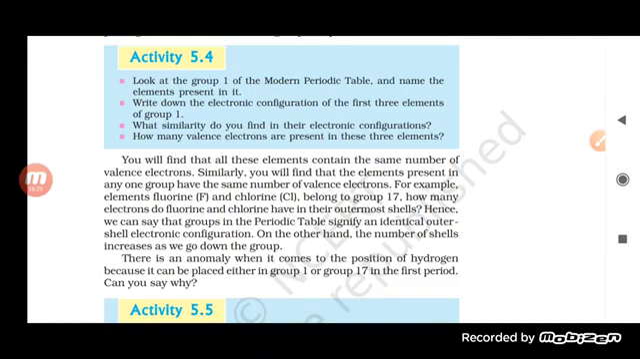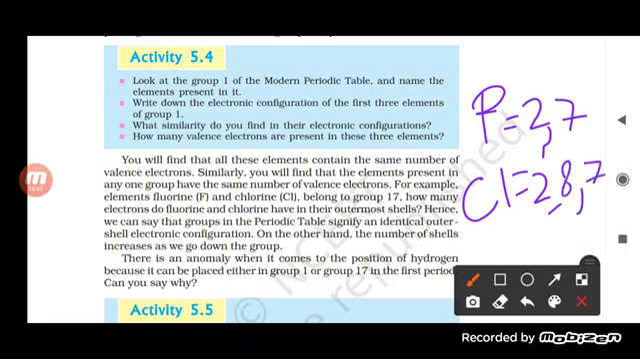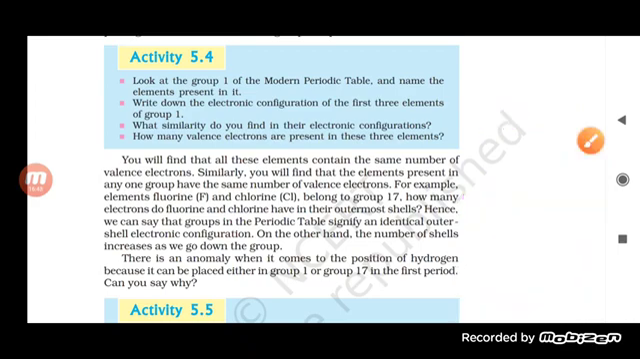Now if we have to find the elements which are present in a group and the valence electrons in it, for example, fluorine and chlorine, they belong to the 17th group. Fluorine is 2 7, while chlorine is 2 8 7. So one is 9 and the other is 17. The outermost shell has 7 electrons and it needs one more electron to complete its octet.